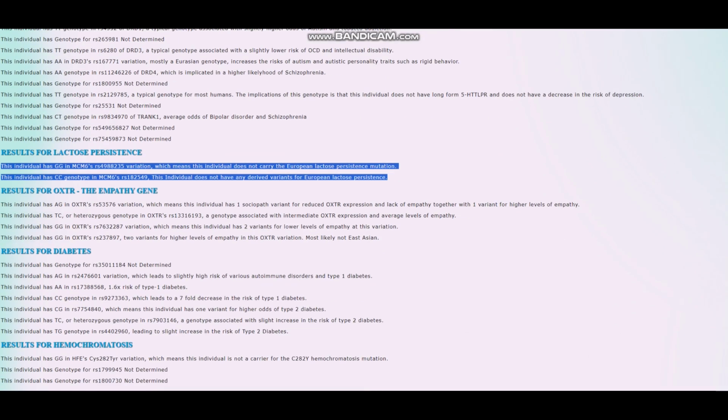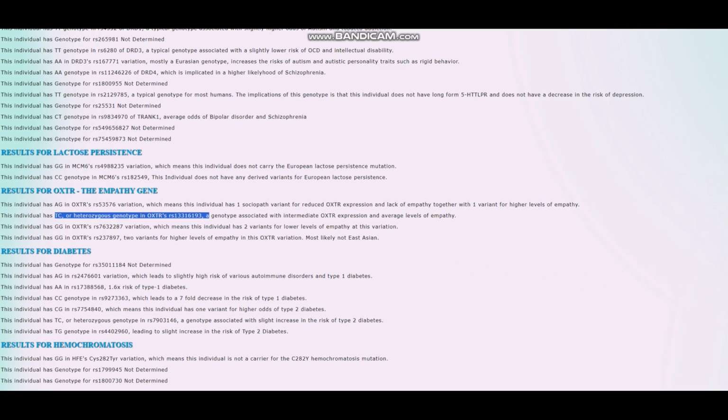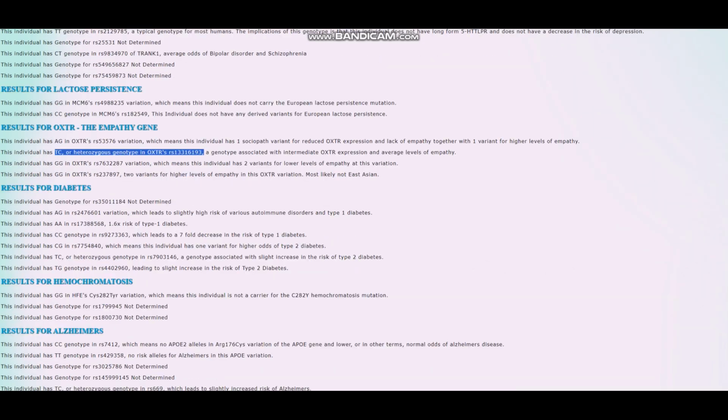That's how it goes. When it comes to OXTR, the empathy gene, it looks like this individual has pretty much heterozygous genotype in the main two variations that have to do with empathy. So he's got one sociopath and one empath variant, very typical.